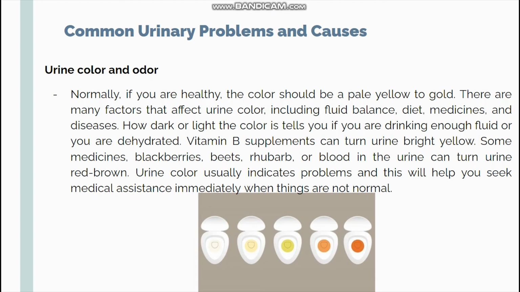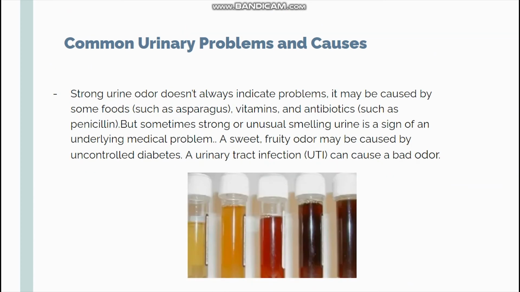Vitamin B supplements can turn urine bright yellow. Some medicines, blackberries, beets, rhubarb, or blood in the urine can turn urine red-brown. Urine color usually indicates problems, and this will help you seek medical assistance immediately when things are not normal.